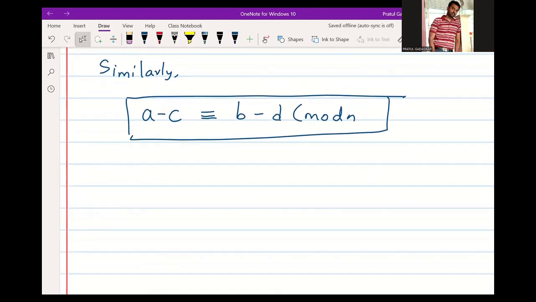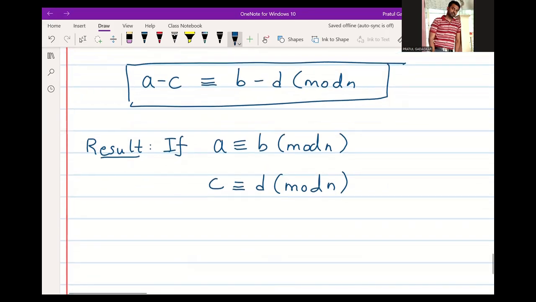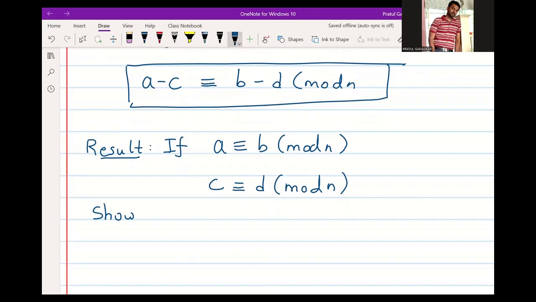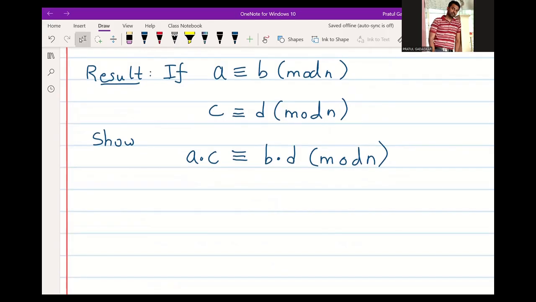Now let me multiply the two congruences. What is the result I am trying to tell you? If A is congruent to B modulo n and C is congruent to D modulo n, then I must be able to show that A into C is congruent to B into D modulo n. So from the very first statement, I have that A is congruent to B modulo n.